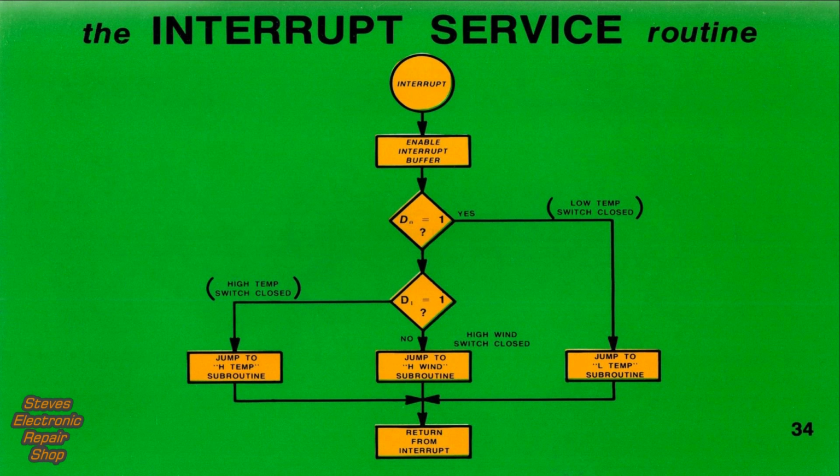Here's the flowchart for our interrupt service routine. First, we enable the interrupt data buffer. Then we poll the data line to locate the closed switch. A 1 on a specific data line branches the program to the appropriate subroutine. After the subroutine is executed, we return to the main program and pick up flow at the point of the interrupt. Naturally, we have to write 3 additional subroutines. One for display of high temperature, one for low temperature, and another for high wind speed.